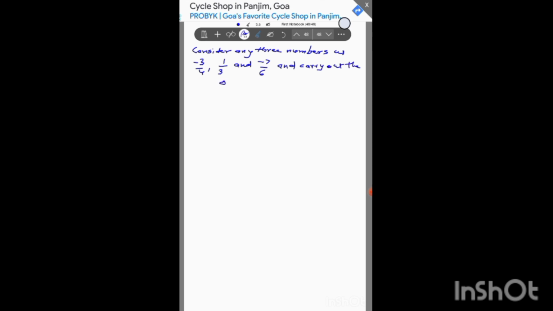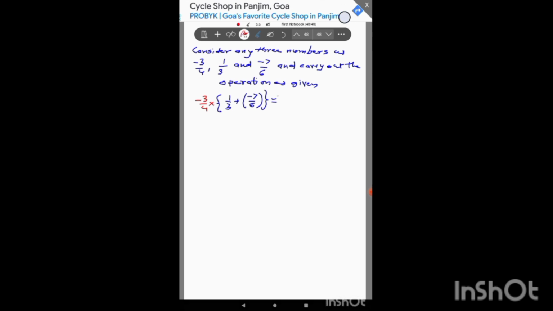Let us take minus 3 upon 4 outside the bracket and multiply. So we carry out the operation like this: minus 3 upon 4 into bracket 1 upon 3 plus minus 7 upon 6. Very simple application. Now we solve it.